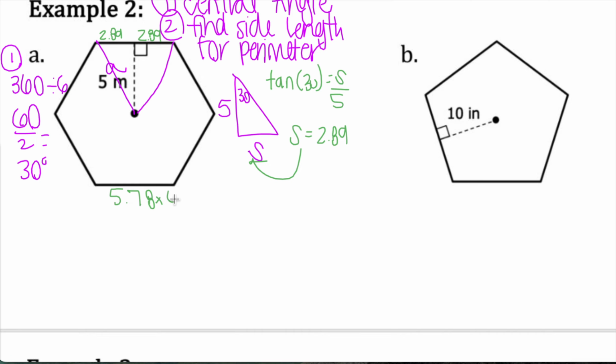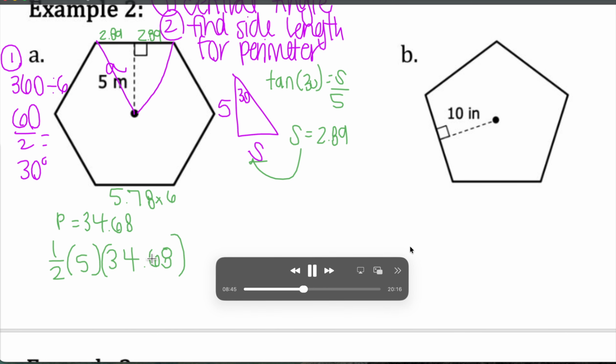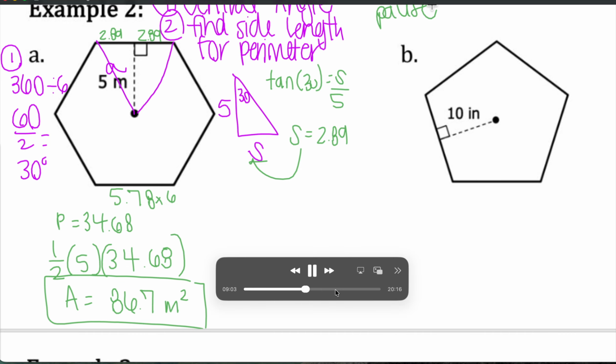Now I have everything I need to find my perimeter. 5.78 times 6 sides is going to give us 34.68. And now I'm going to plug that into my formula. 1/2 of my apothem, 5, times perimeter, 34.68, gives me a grand total of, we're going to round this to 86.7 square meters. Okay, so letter B would be a good idea for you to try on your own. You can pause here, try that one, and when you're ready to check it, go ahead and click play.